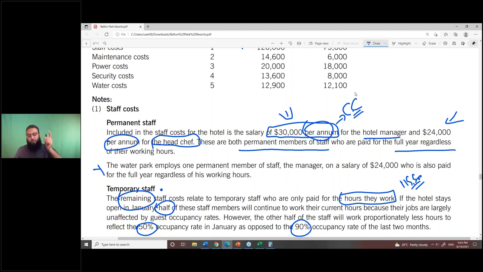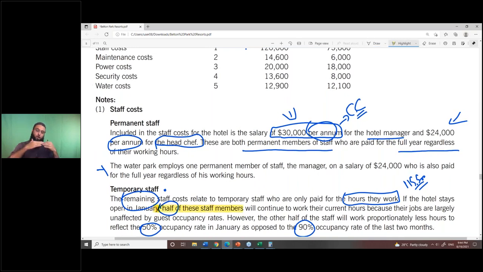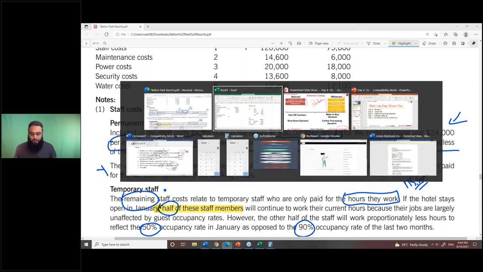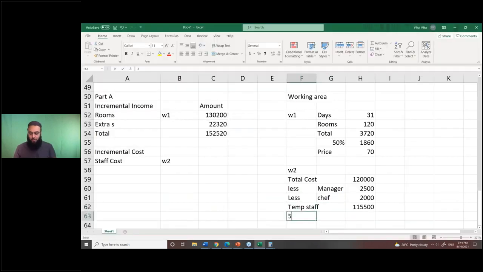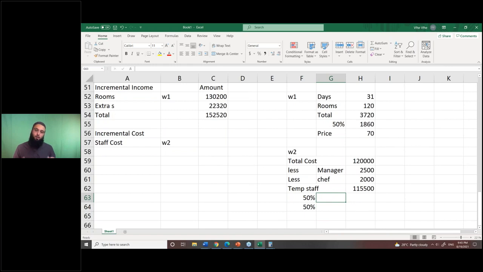Right, now let's begin and see what to do here. The remaining cost basically is the cost of temporary staff. And this is a very important word, and that is half, which means for this cost, you need to divide this by 2. Half means 50% will continue, okay? And the other 50% will need to work for a lower occupancy.